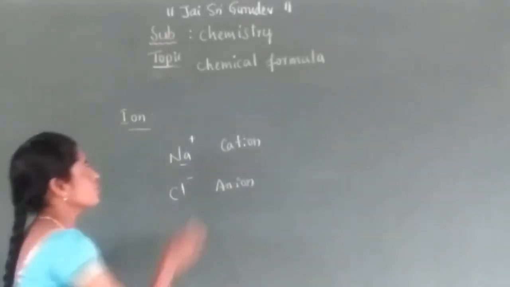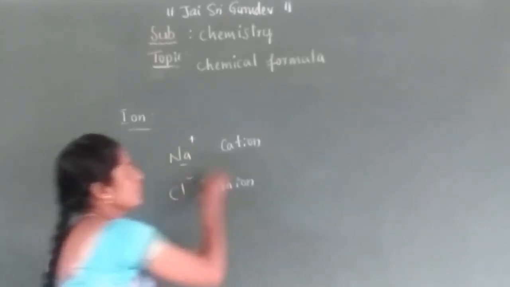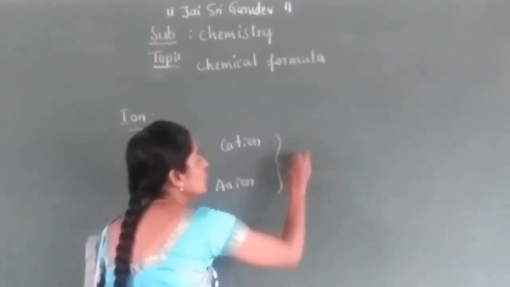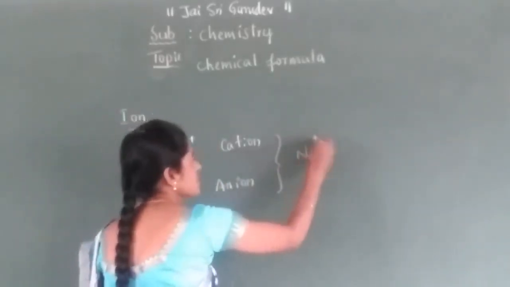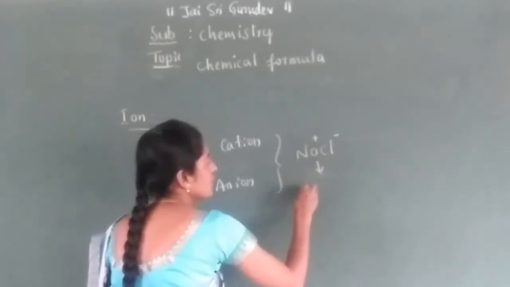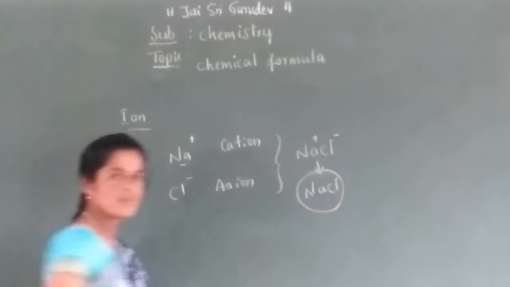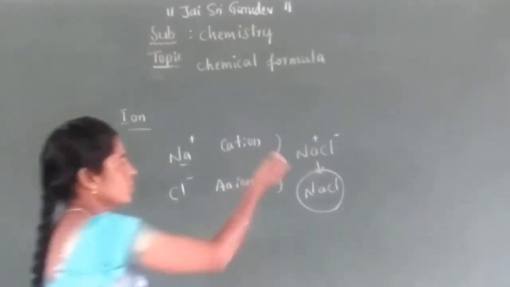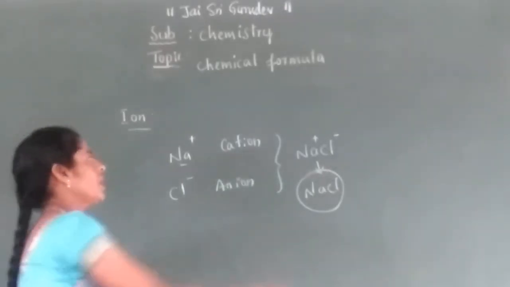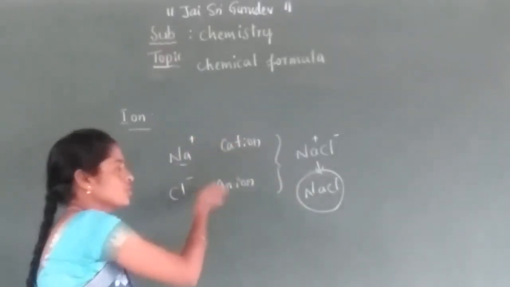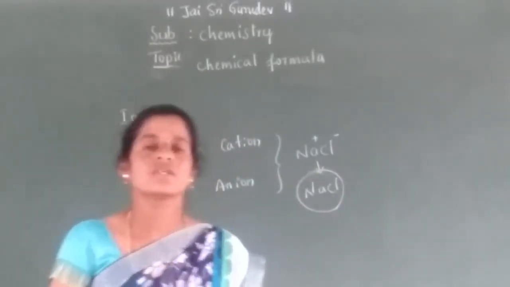Because of the positive ion from sodium and the negative ion from chlorine, by the combination of these two, we can write a compound by combining sodium Na plus and Cl minus, and we call this compound sodium chloride. So this is a compound. This is how we write the chemical formula of sodium chloride using the concept of cation and anion. Then why do we write Na first and Cl at the last?